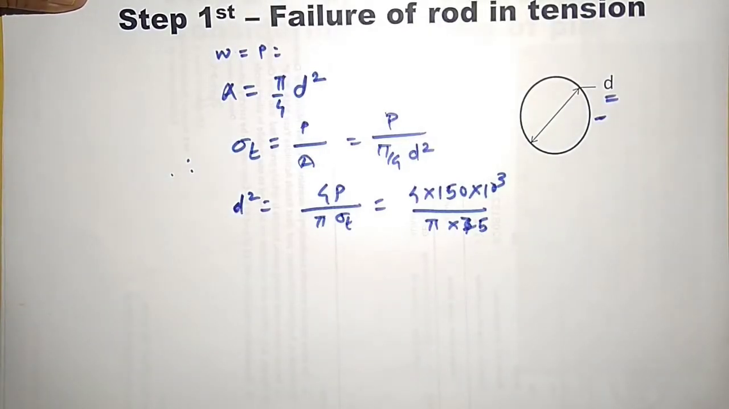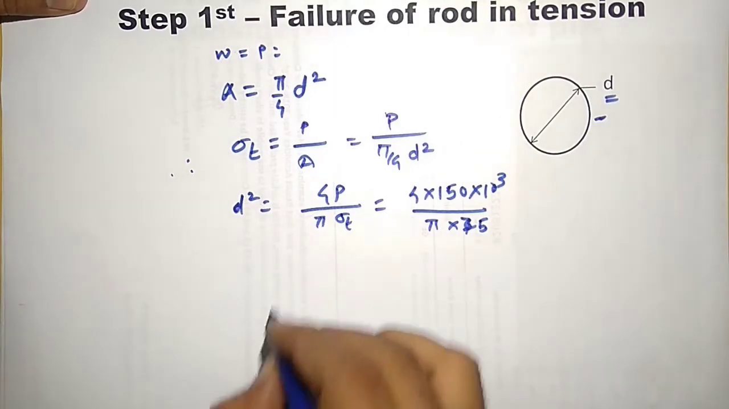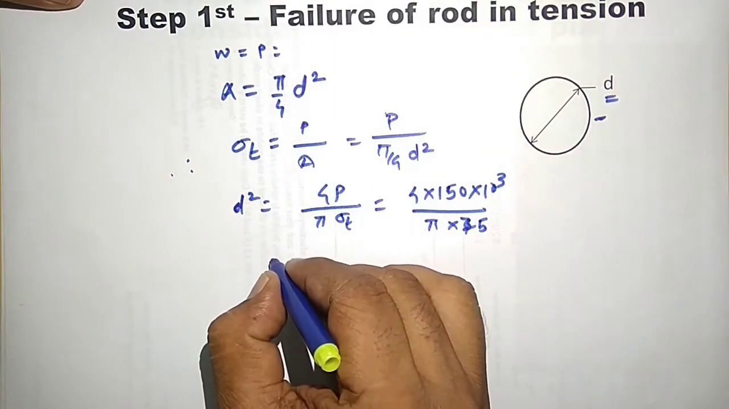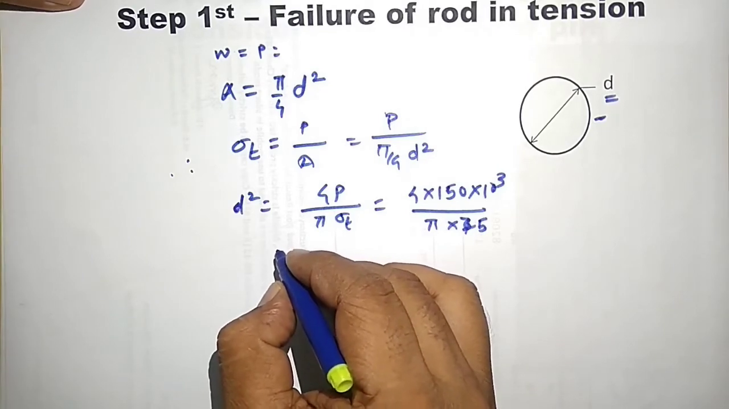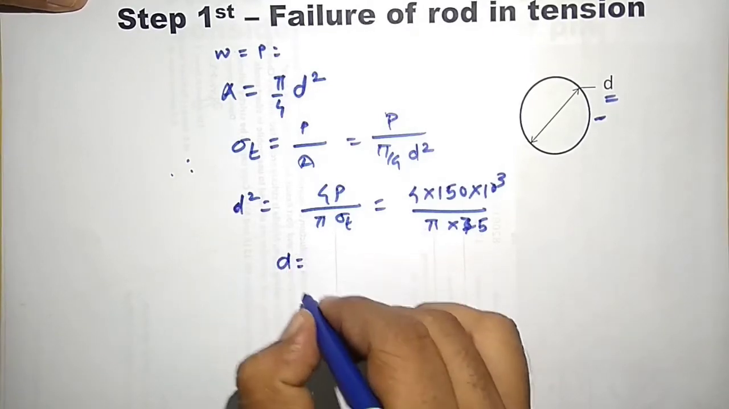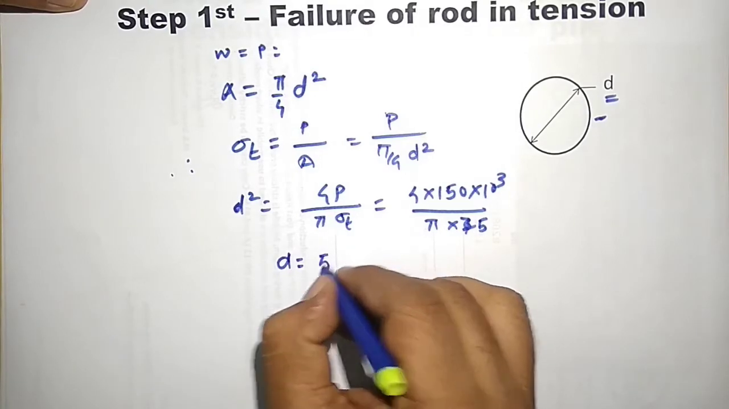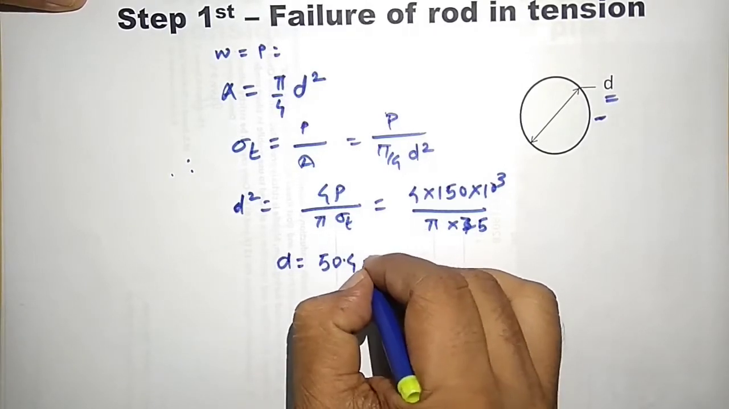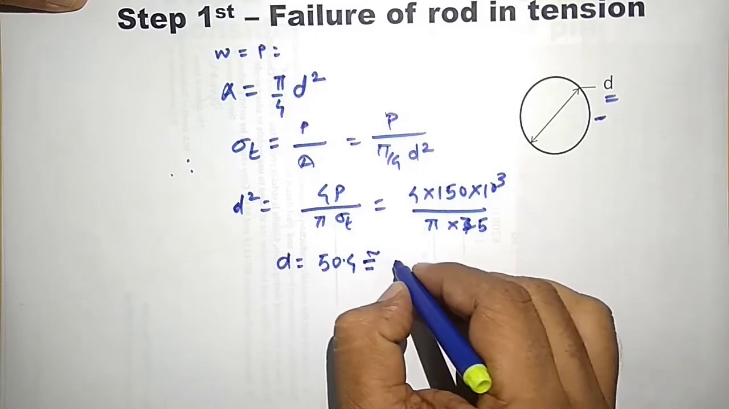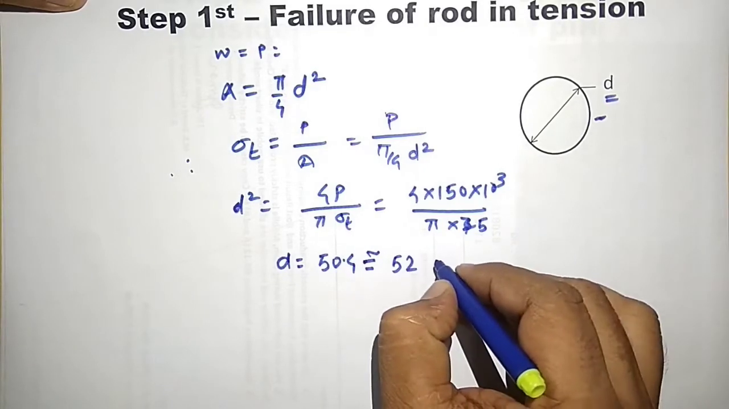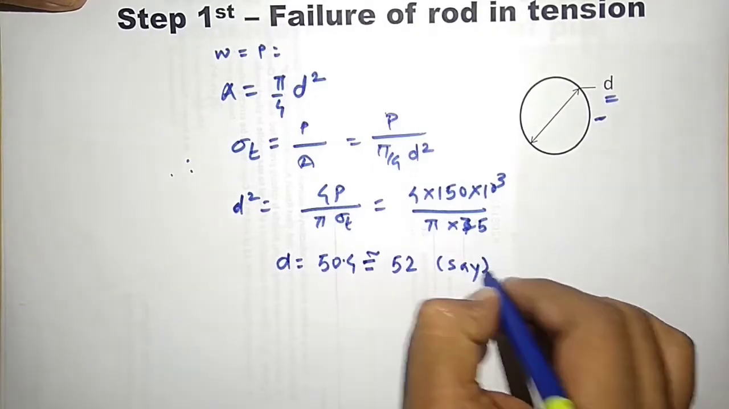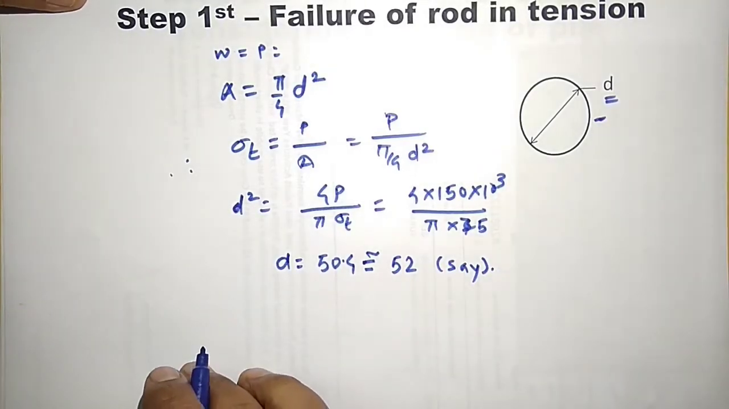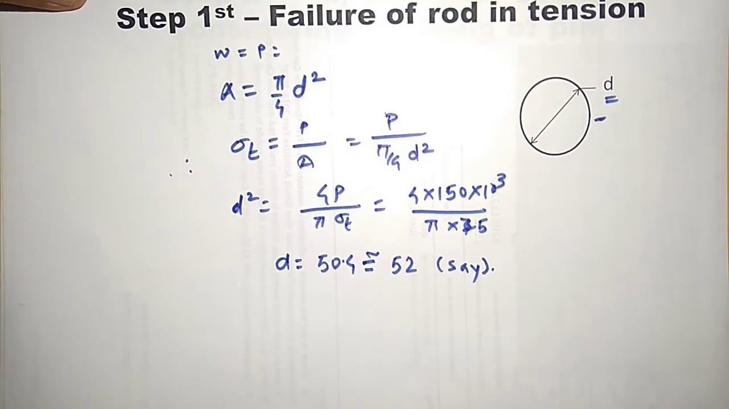So the diameter will come after putting the values in the calculator. By solving this, 50.4, which is approximately 52 mm, because it is a diameter, so consider it as an even number. So in this way we can calculate the diameter of rod.